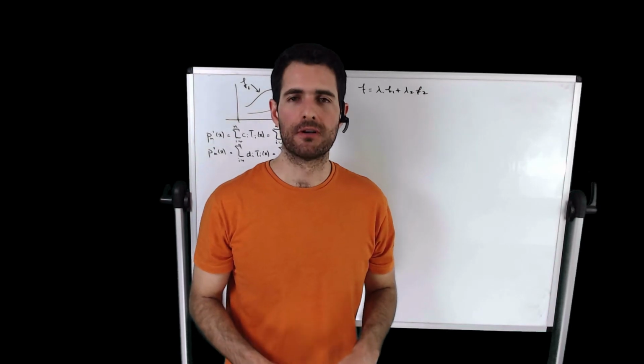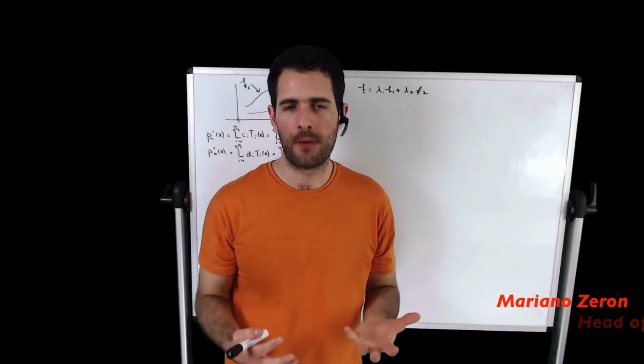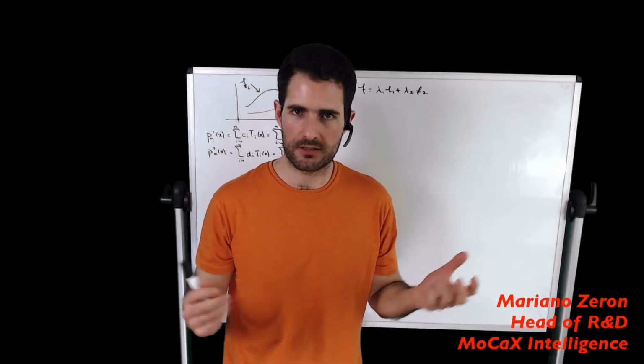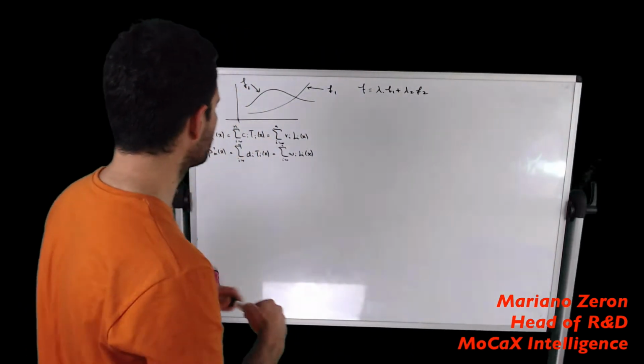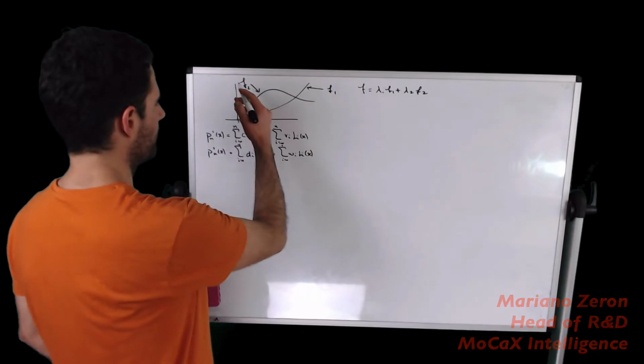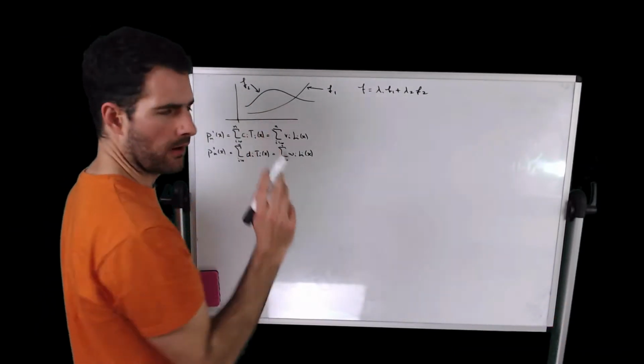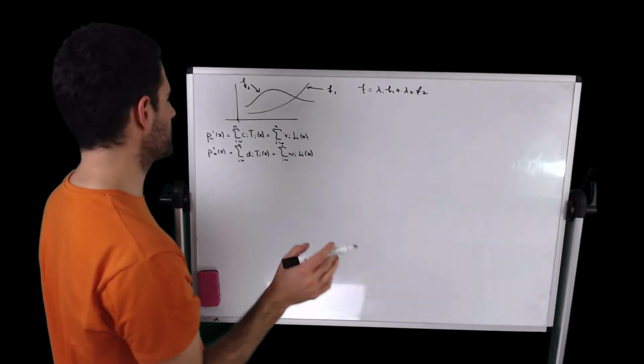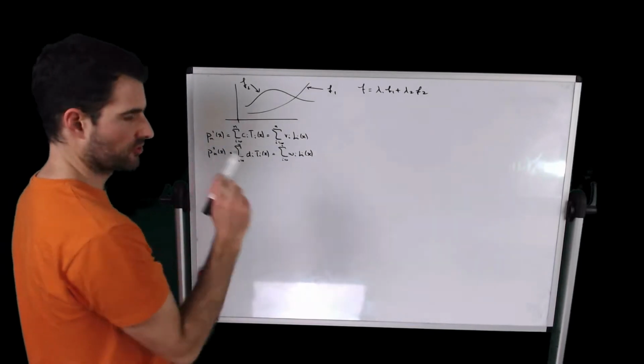My name is Mariano Zeron, and in this video I'm going to show you how we can come up with an algebra of Chebyshev objects. So the situation is as follows. Let's assume that we've got two functions to begin with, f1 and f2. And for each one of them, we've already built a Chebyshev object. Let's call them p1 and p2.